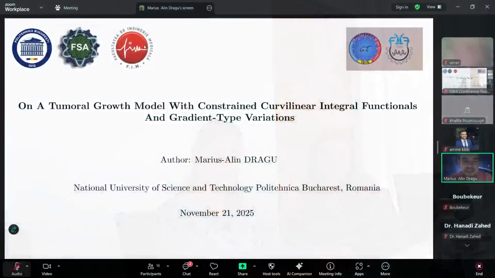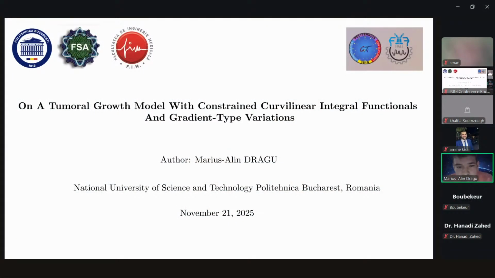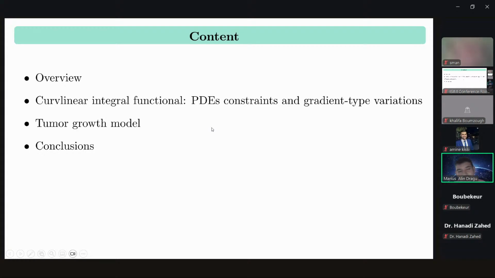Okay. Hello everyone, my name is Marius Alendragu and today I'm going to present my study entitled on a tumor growth model with constrained curvilinear integral functional and gradient type variations. This presentation will be divided into 4 parts. First, I will present the research background.